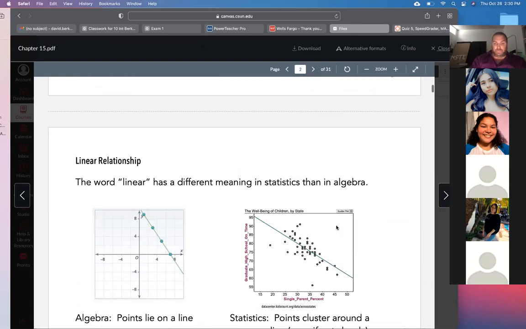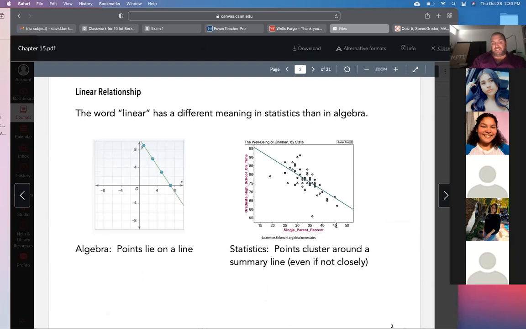Okay, so the word linear, as I said, has a different meaning in statistics than in algebra. In algebra, linear means they lie on a line. It's got to be a perfect line. Whereas in statistics, as long as they cluster around a line, it's good enough. Now, in this graph, I certainly see this guy down here, and I would venture to say that this one at the bottom is an outlier. Whereas this one here, not so much. It's still basically along the right pattern. It's slightly off the beaten path, but not nearly as much as this. Make sense so far? Yep. Yes. Yeah. Okay.